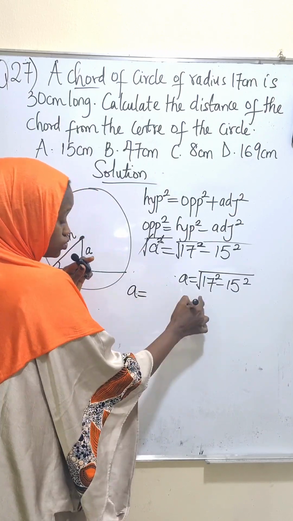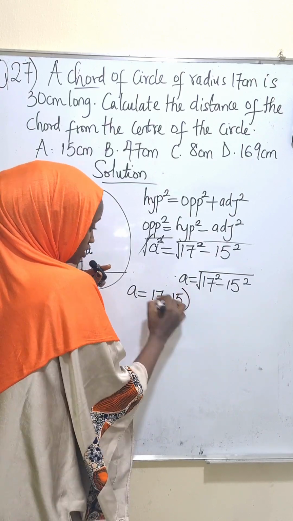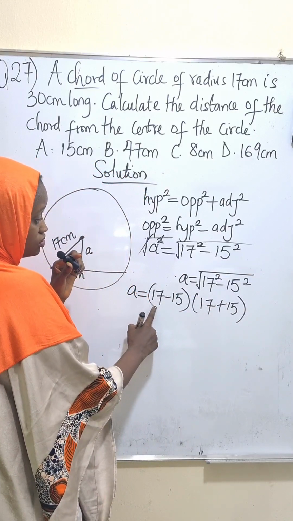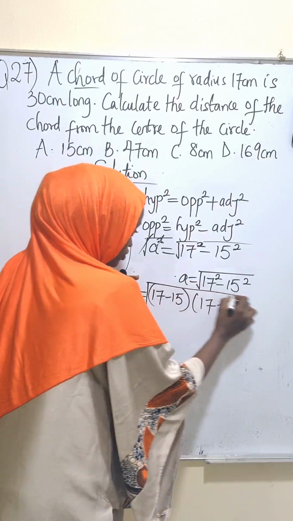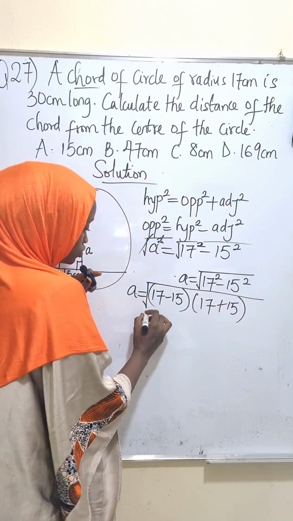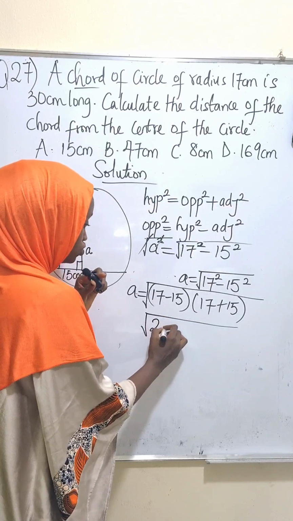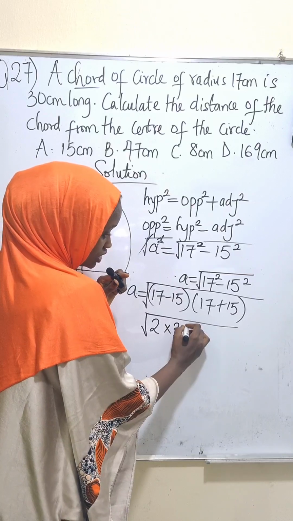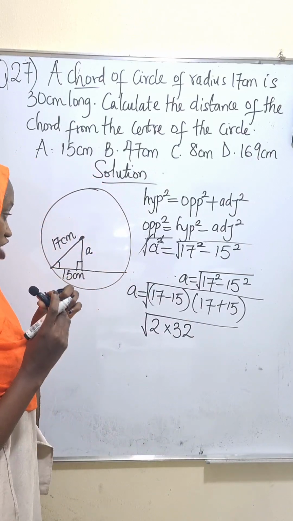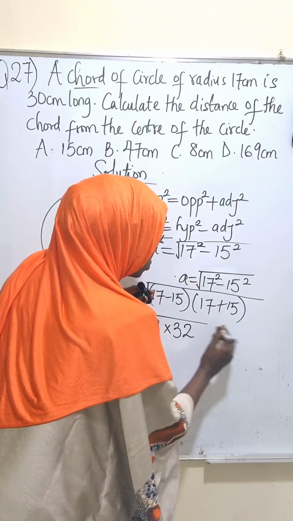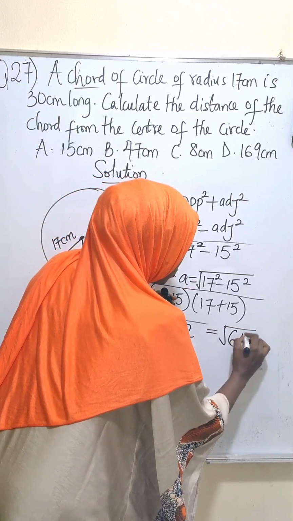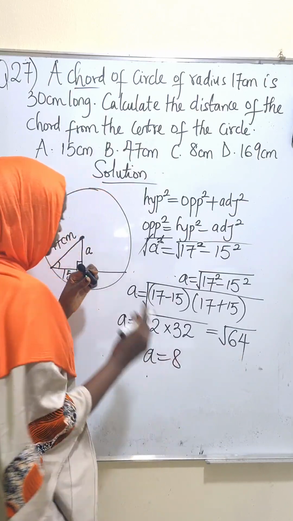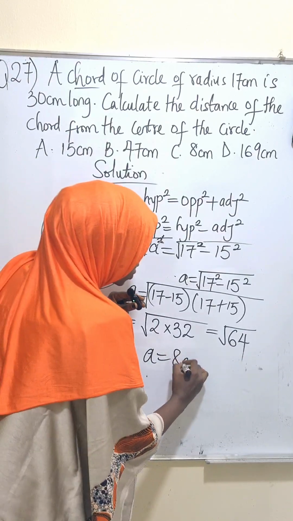This is A is equal to, we're going to say 17 minus 15 times 17 plus 15. So remember we have a square root here. Don't forget the square root symbol, right? So this is going to be square root of 17 minus 15 gives us 2 times 17 plus 15 will give us what? 32, right? So we have 2 times 32. This is equal to 64, right? So A is equal to the square root of 64, which is equal to 8. So that means the value for A is equal to 8 centimeter.